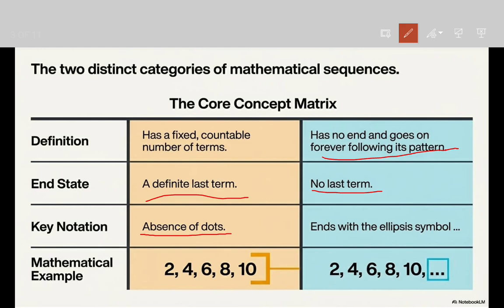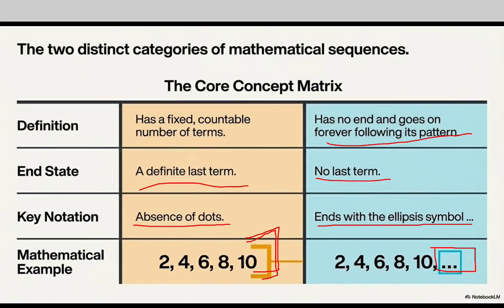The first one has an absence of dots. The other one ends with the ellipsis symbol. Now, this is what we call the ellipsis symbol. The three dots. It demonstrates that the sequence is continuous. But for this sequence, it ends. It ends.